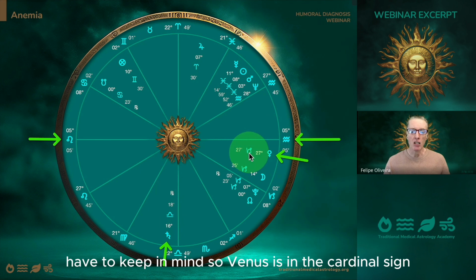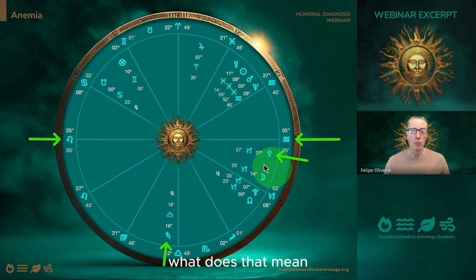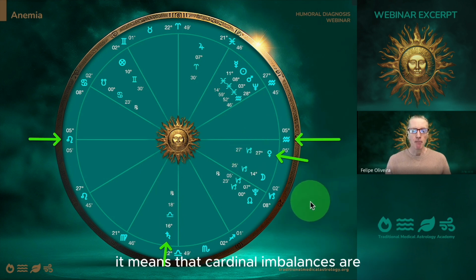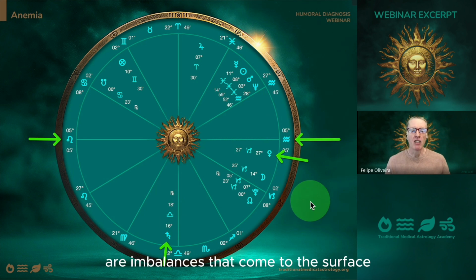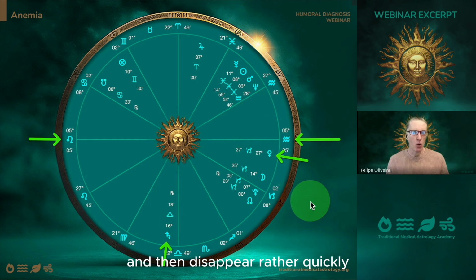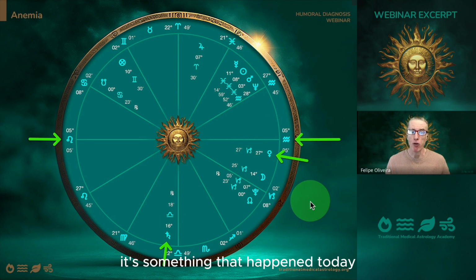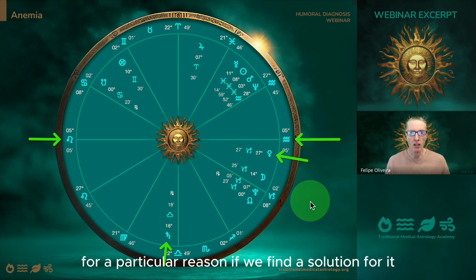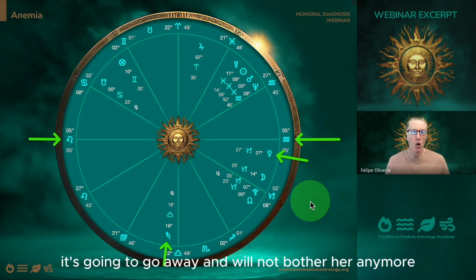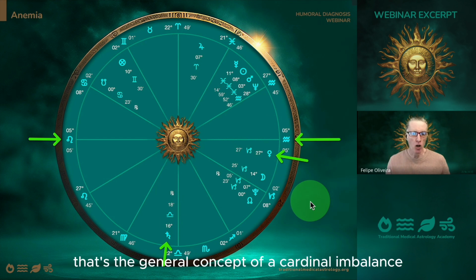So Venus is in a cardinal sign. What does that mean? It means that cardinal imbalances are imbalances that come to the surface and then disappear rather quickly. Cardinal imbalances are usually acute crises. It's something that happened today for a particular reason. If we find a solution for it, it's going to go away and will not bother her anymore. That's the general concept of a cardinal imbalance.